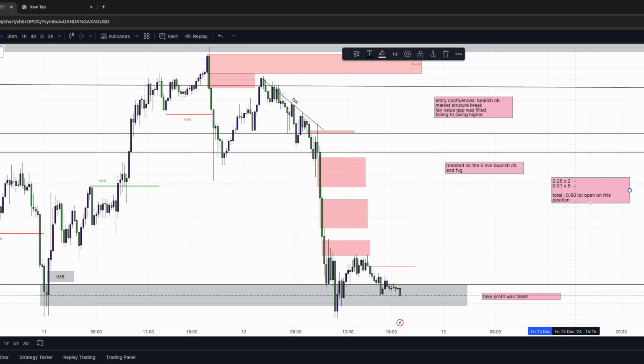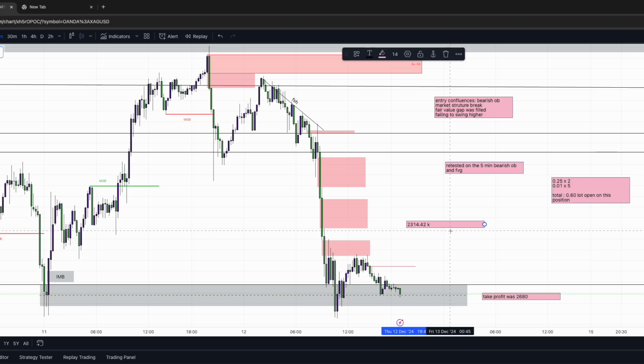And I was able to make, I came out essentially around my take profit area, which was 2680, and I was able to make 2314.42. Okay. Oh, let me just put CAD. Canadian dollars.